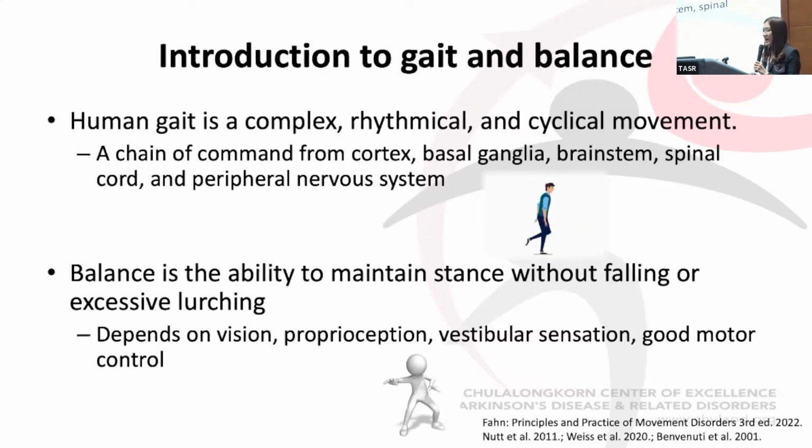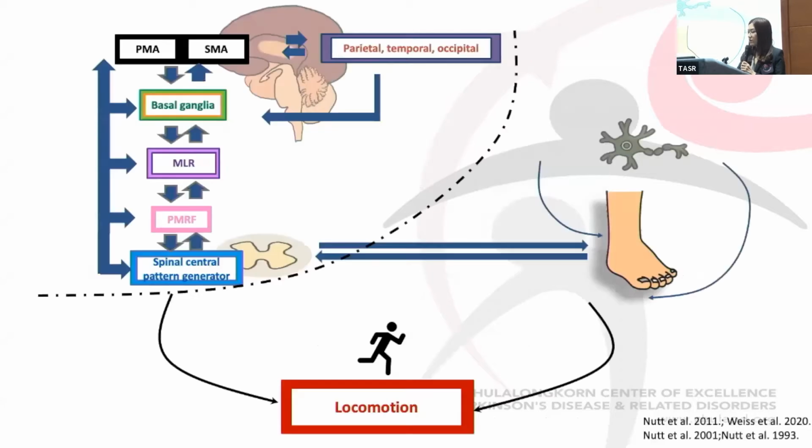And what about the balance? Balance is the ability to maintain stance without falling or excessive lurching, which depends on multiple factors, including the vision, proprioception, vestibular sensation, and good motor control. After we understand the definition, we'll have to understand the pathophysiology. This will enable us to correlate and understand more about the clinical manifestation.